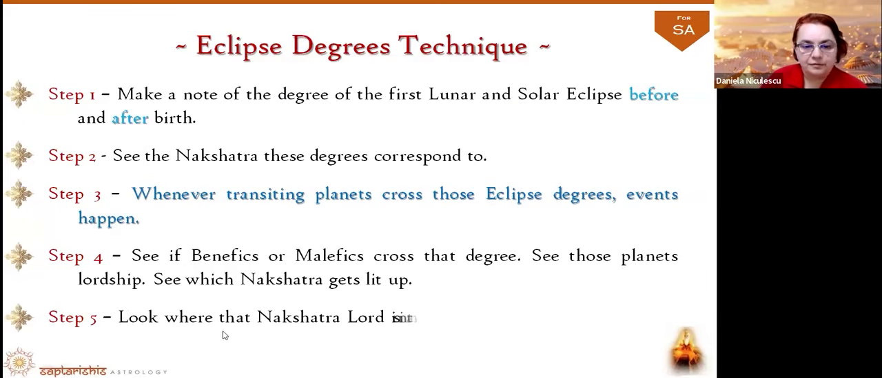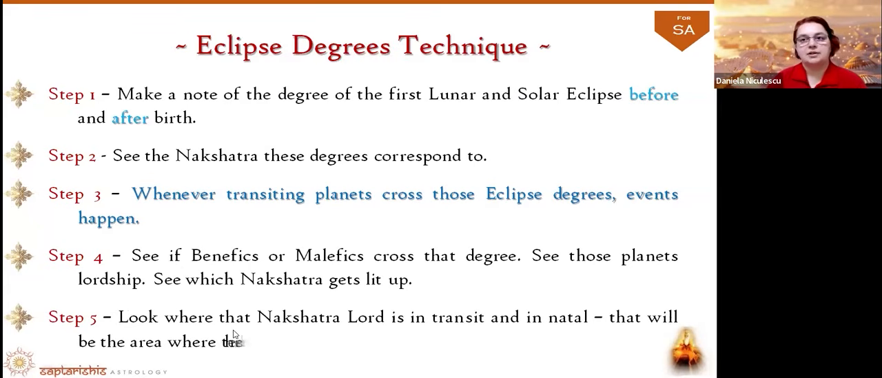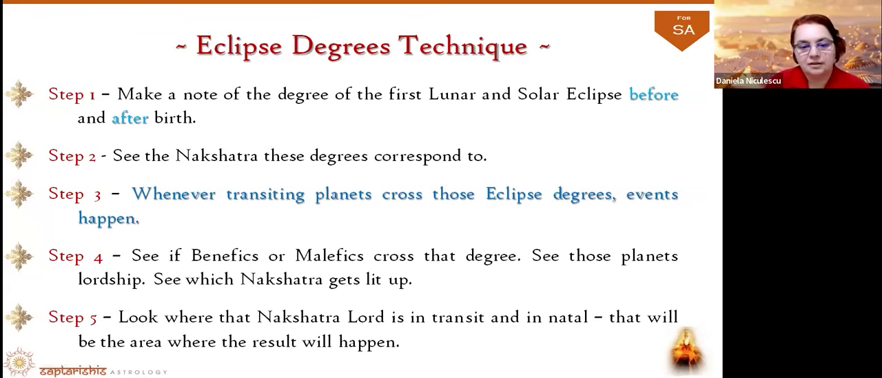And step 5, for those who want to use the nakshatra as a part of this technique, look where the nakshatra lord is in transit and in natal. So for instance, let's say Revati nakshatra, you have an eclipse point in the Revati nakshatra at the end of Pisces, let's say 28 Pisces. And you see Revati nakshatra's lord is Mercury.